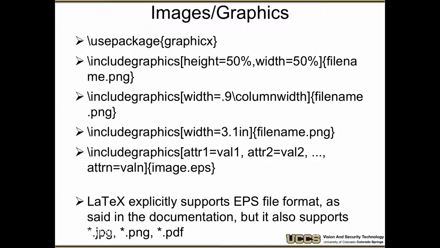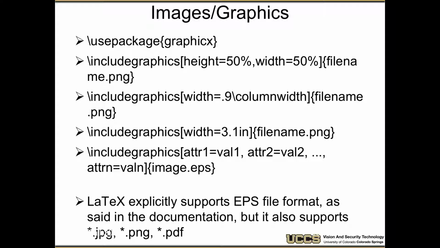Square brackets here mean what? Optional argument, they don't have to be there, but this way I'm saying make its width 50% of its file width. Generally a bad idea, I don't know what this file width is, but I think it's a file named .png. In my view, it's better to specify how you want it to look in your file. So if I do include graphics, width equals 0.9 column width.